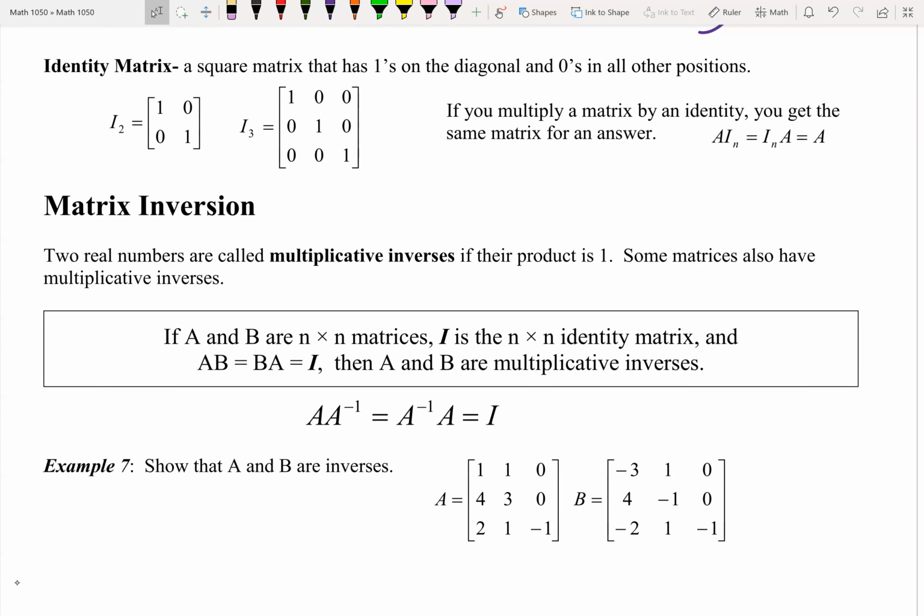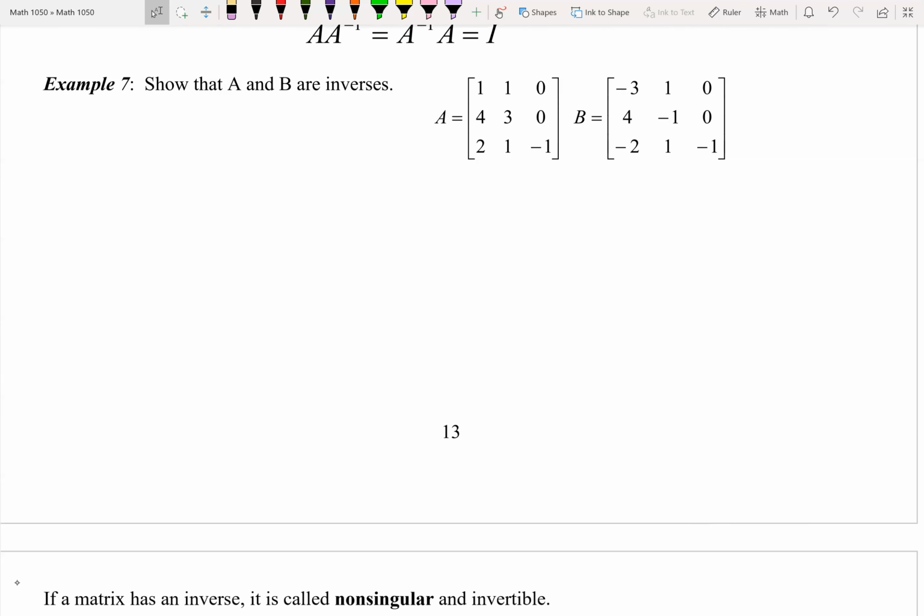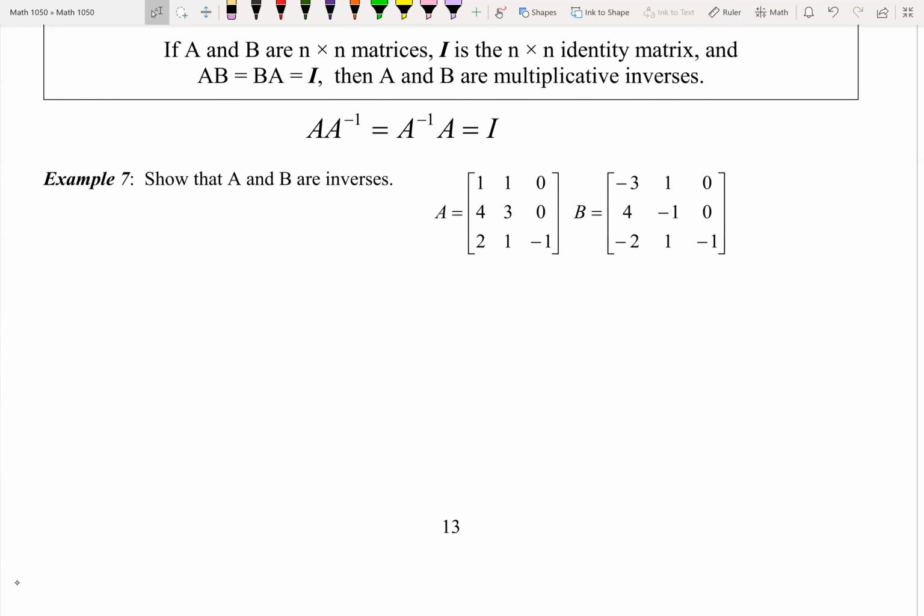Finding inverses of matrices. You guys already know that the 2 by 2 identity matrix looks like this, and the 3 by 3 identity matrix looks like this. Not every matrix has an inverse, but if these are inverses, then look what will happen. Write this down for me. You take matrix A, multiply by matrix B, and you get the identity. Then you take matrix B, multiply by matrix A, and you get the identity. Both of those have to work, not just one.